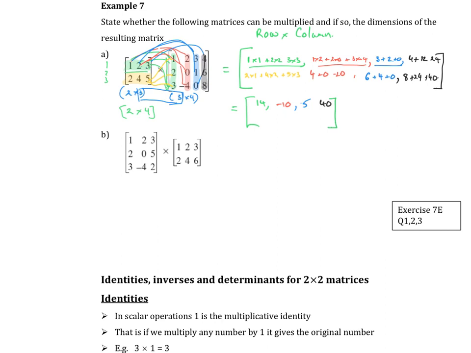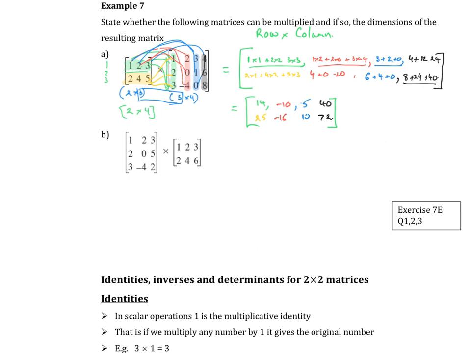Come down to the second row. 2 plus 8 plus 15 is 25. 4 plus 0 minus 20 is negative 16. 6 plus 4 plus 0 is 10. And then 8 plus 24 plus 40 is 72. All right, so that's my resultant matrix.